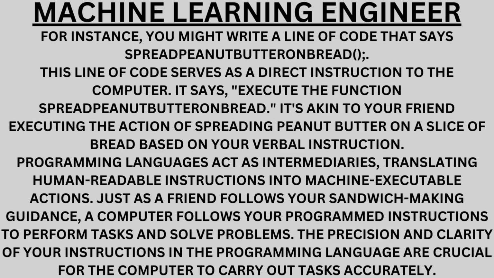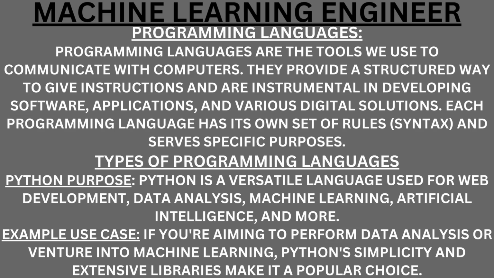It's akin to your friend executing the action of spreading peanut butter on a slice of bread based on your verbal instruction. Programming languages act as intermediaries, translating human readable instructions into machine executable actions. Just as a friend follows your sandwich making guidance, a computer follows your programmed instructions to perform tasks and solve problems. The precision and clarity of your instructions in the programming language are crucial for the computer to carry out tasks accurately. Programming languages. Programming languages are the tools we use to communicate with computers.